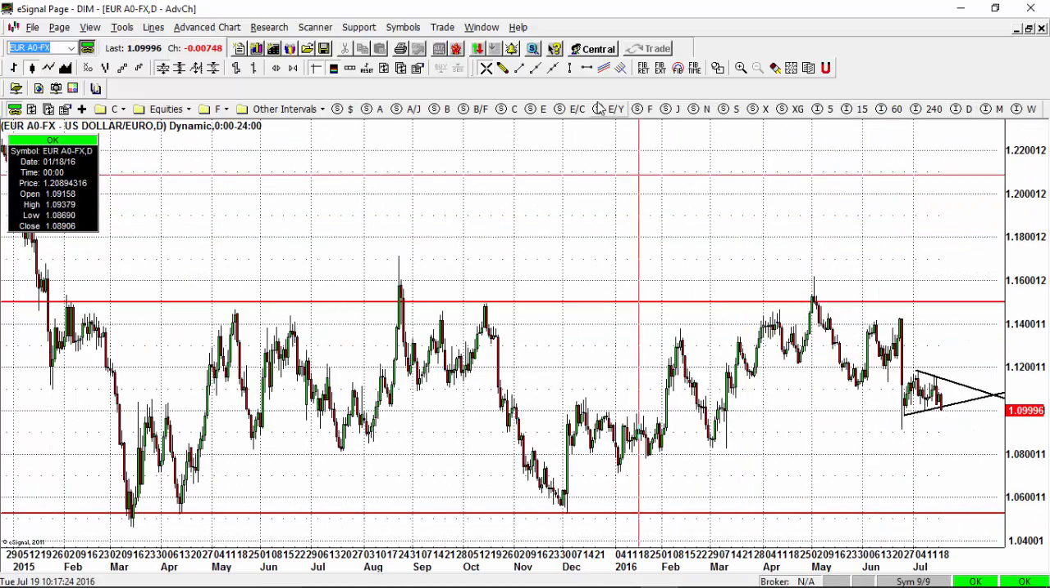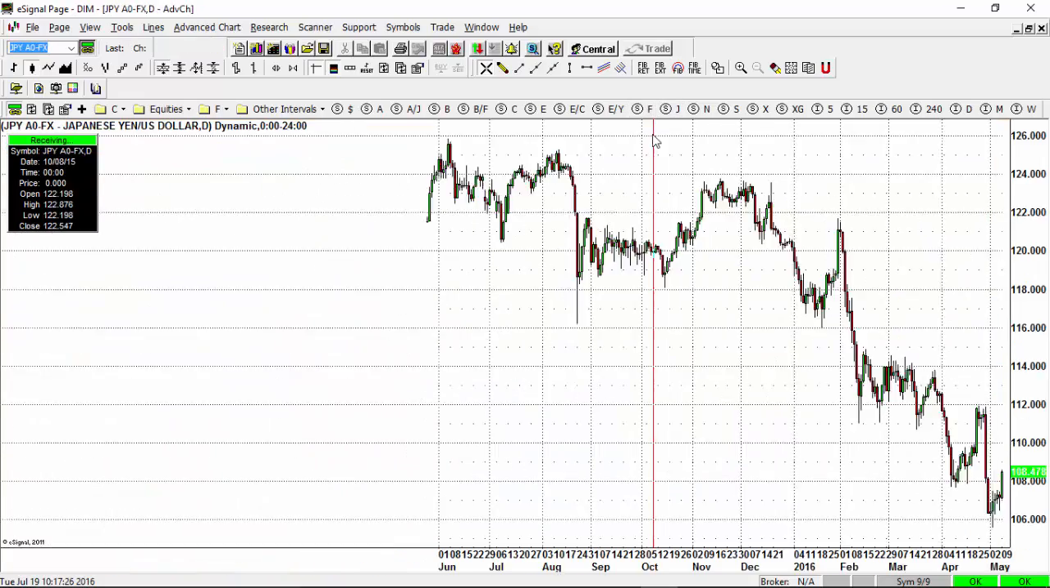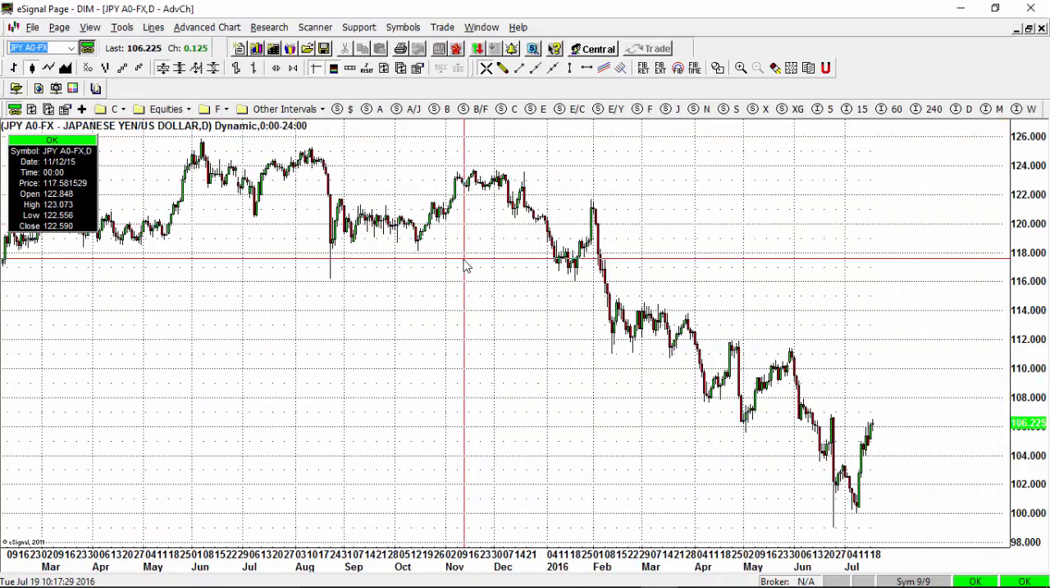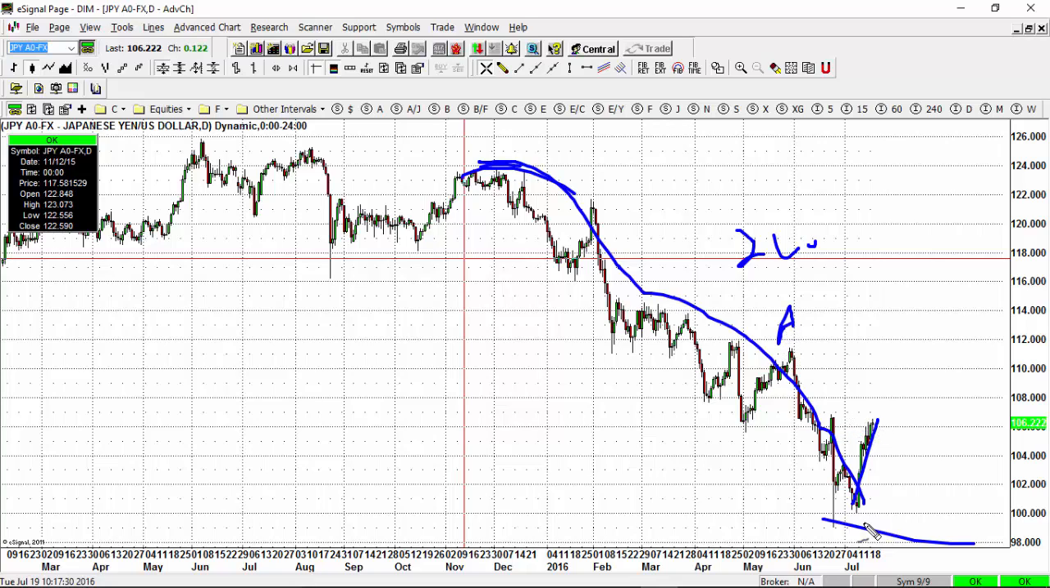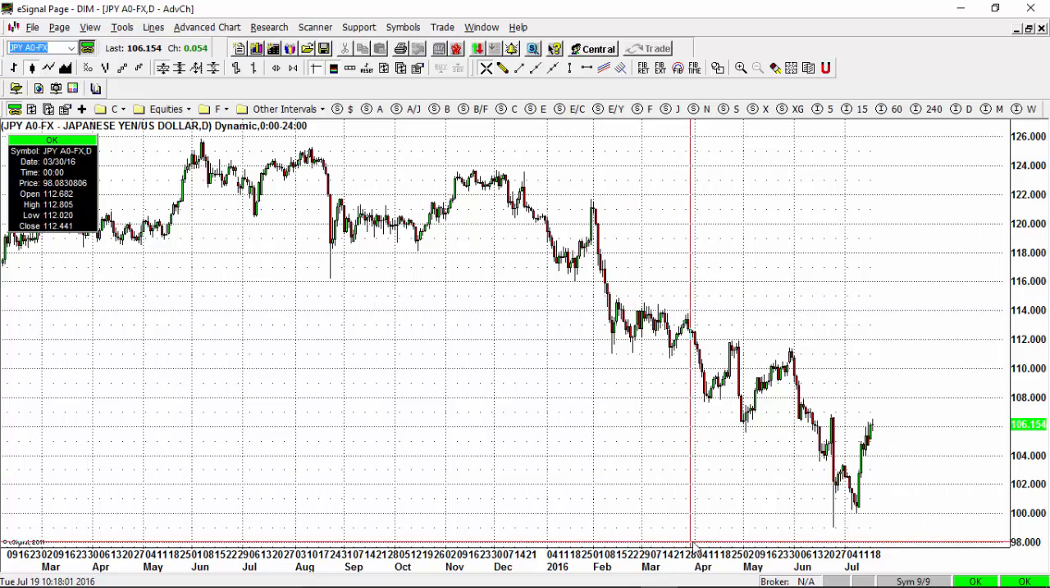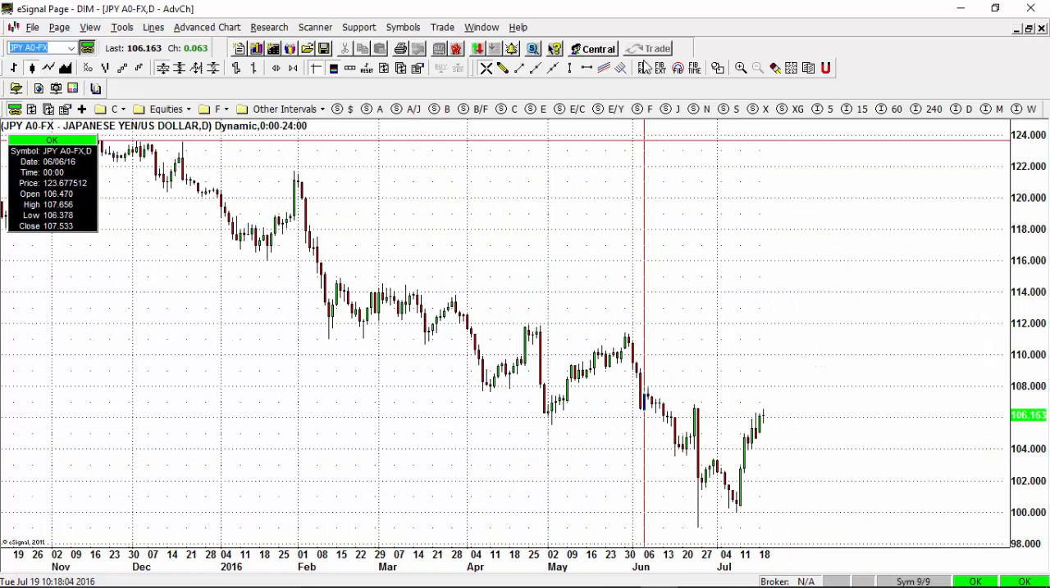Taking a look at another interesting pair is the Japanese yen. As you can see, the Japanese yen is in a broad downtrend on the daily chart, moving roughly from 124 down to the 100 level, a 2400 pip move. Market is now retracing, and what we could see is, if we label this A, B, maybe we're retracing into the C point to then head back down to D. That's what could be happening. I'm not saying definitely that's what will happen, but that's what could be happening here with the Japanese yen.